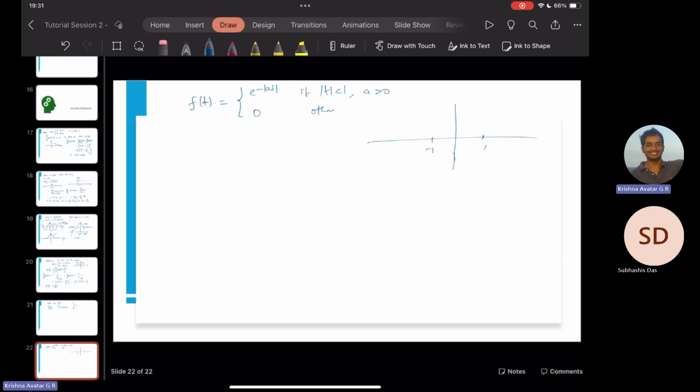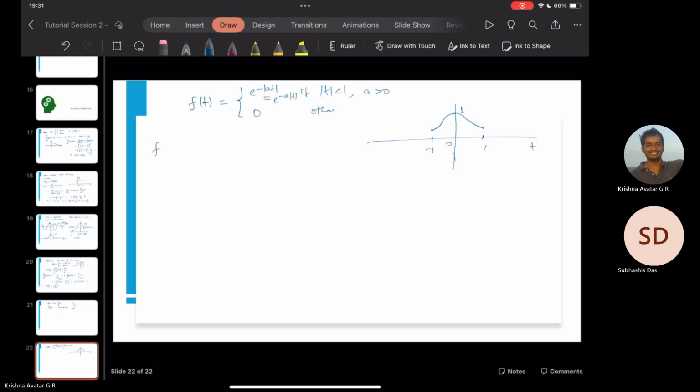This is as if you are just having e to the power minus a magnitude of t, which means it's going to be a decaying function. From here it will reach some value, and here also it will reach some value, that's it. And this is 1, this is t equals 0. So this is the support of this function. So let's find the Fourier transform of this.